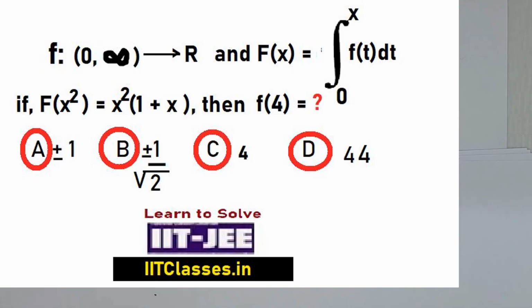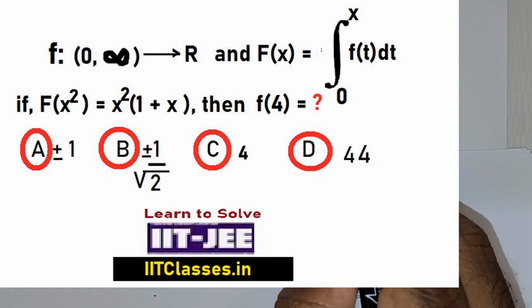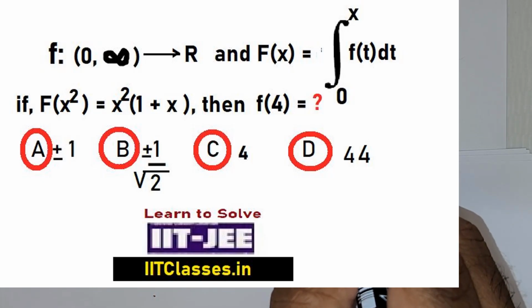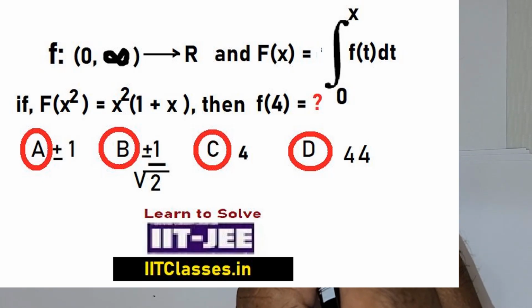Okay, so we are given this question. Capital F of x is the integral from 0 to x of f of t dt, and capital F of x squared is x squared times (1 + x). We are expected to find f of 4. Now this is the lowercase f.